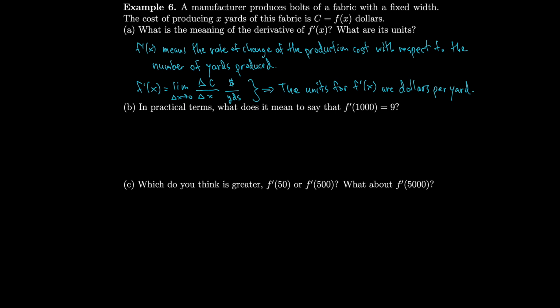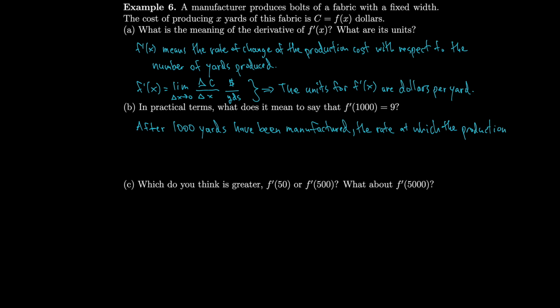In practical terms, what does it mean to say that f prime of 1,000 is 9? Well, that means that after 1,000 yards have been manufactured, the rate at which, because that's what our derivative is, the production cost is increasing is $9 per yard.